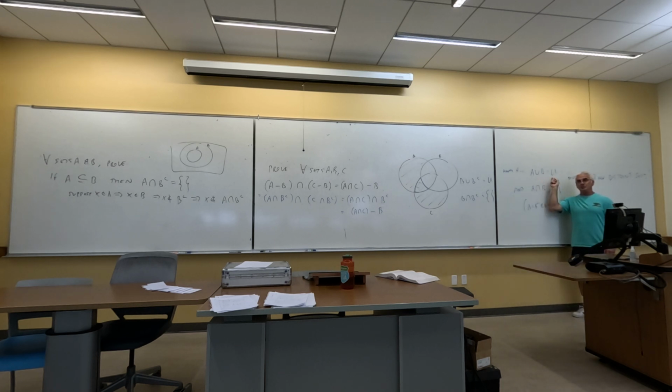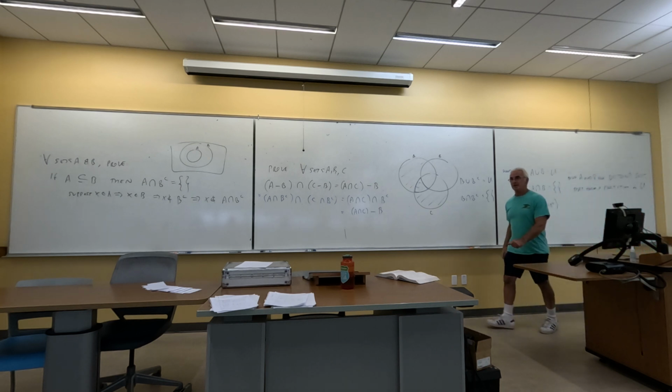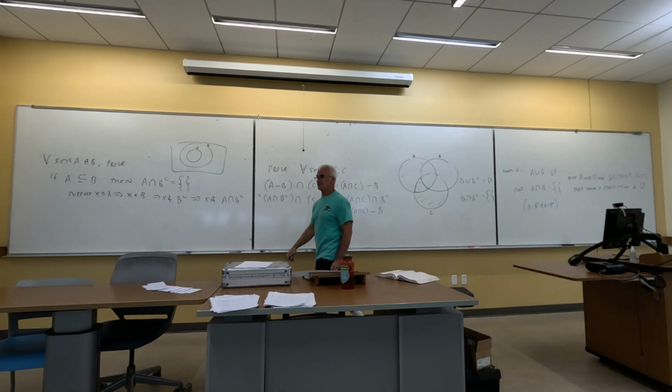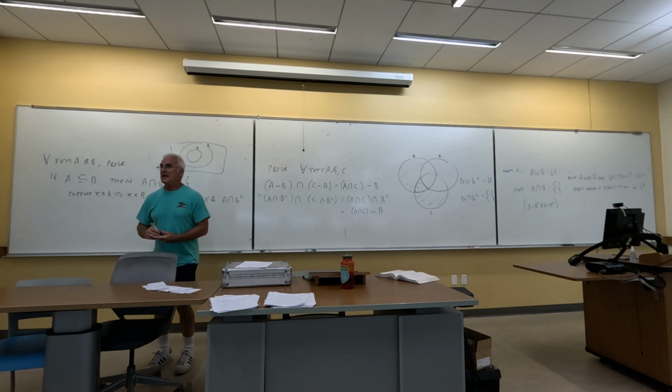But because the union was the whole, A and B are disjoint sets that form a partition of U. That's the key. They are disjoint sets that form a partition.